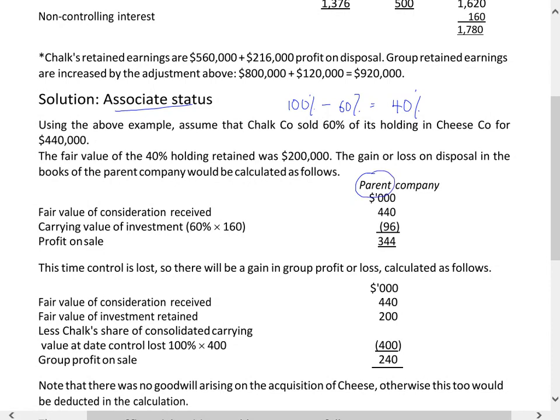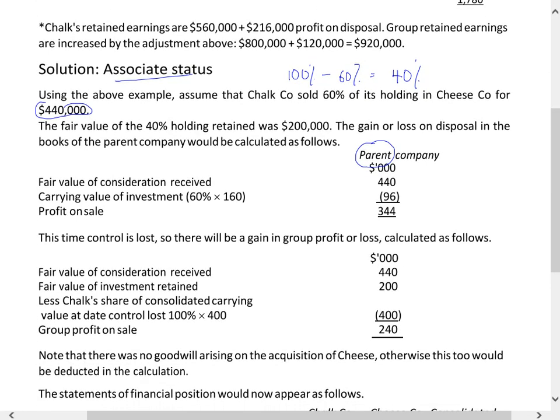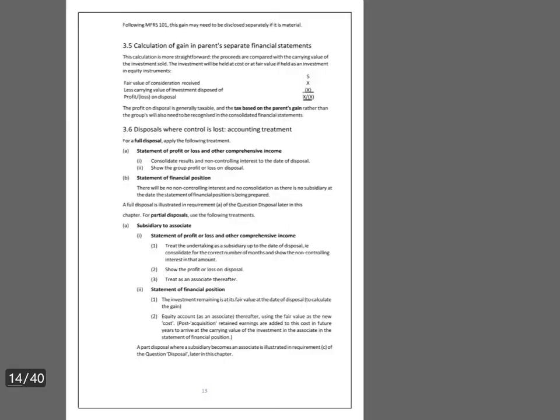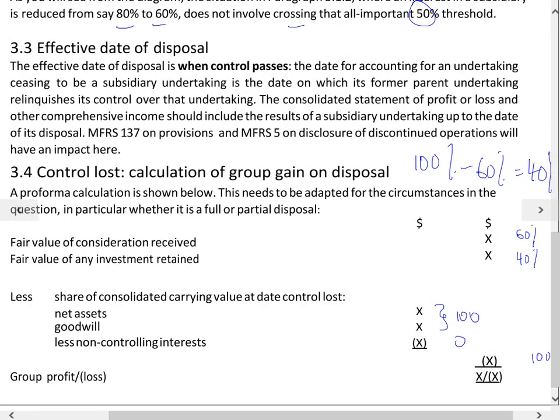In the parents' book, I own 100%, now that I sell 60%. So 60% of the original cost is 96. And I sell it for what? Here, 344. Is this parent profit or group profit? So this is parent profit. But what we have to do is to calculate the group profit or loss. Use this format. You okay? So let's try. What is the fair value of consideration transferred? Or in this case, we see 440. What is the fair value of the investment that I retain?